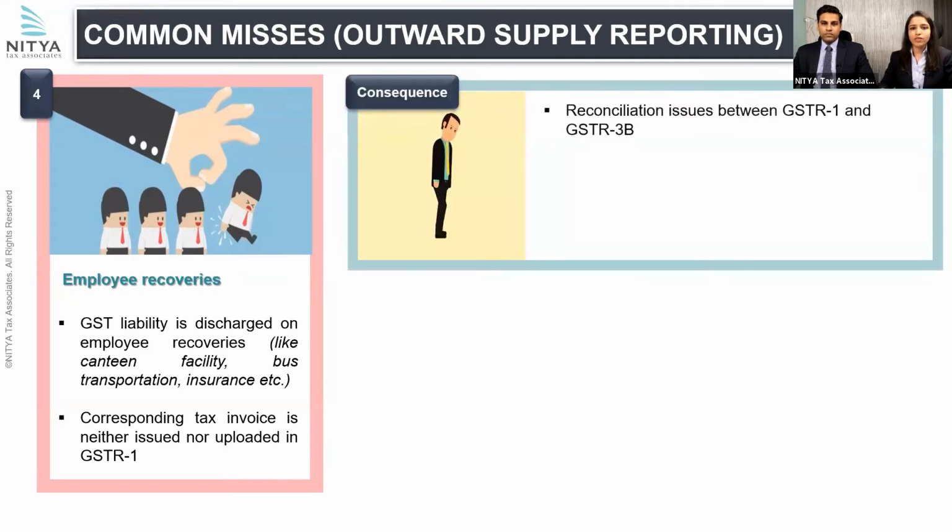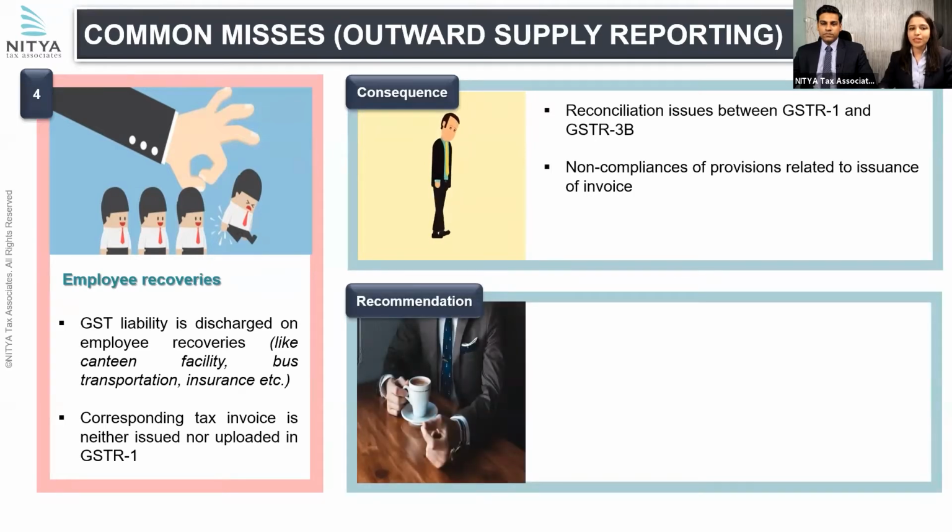So the consequences, there are reconciliation issues between 1 and 3B. There are non-compliances if you are not discharging GST liability on the employee recoveries, or not issuing the correct document, or not reporting the same in the GSTR1 and 3B.